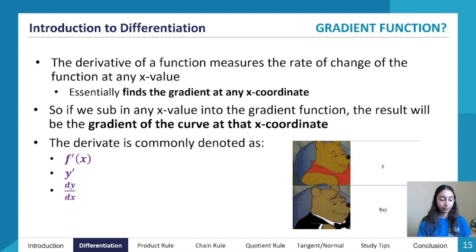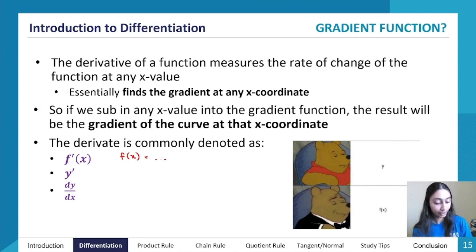So the actual notation to write your first derivative is f dash x, y dash, or dy dx. Let me get my pen out. I'm sure most of you are quite familiar with the notation f of x is equal to blah, blah, blah. So the way that I can write the first derivative is f dash x is equal to blah, blah, blah. So the first derivative is just one dash.